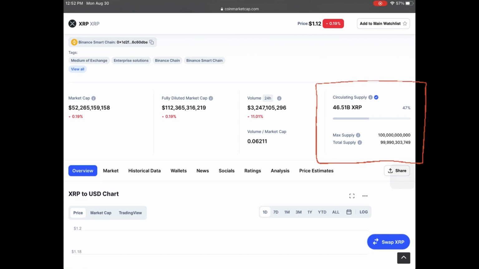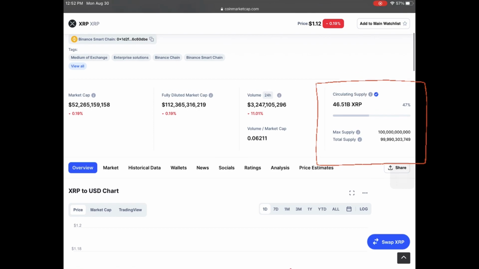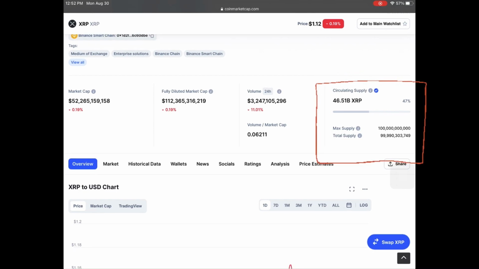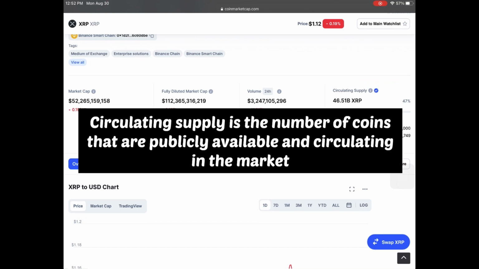So, dito muna tayo sa circulating supply. Under niya, merong max supply and total supply. So, circulating supply is the number of coins that are publicly available and circulating in the market. In simplest term, ito yung total number of coins na available sa market to trade and used by general public, which is tayong mga traders.